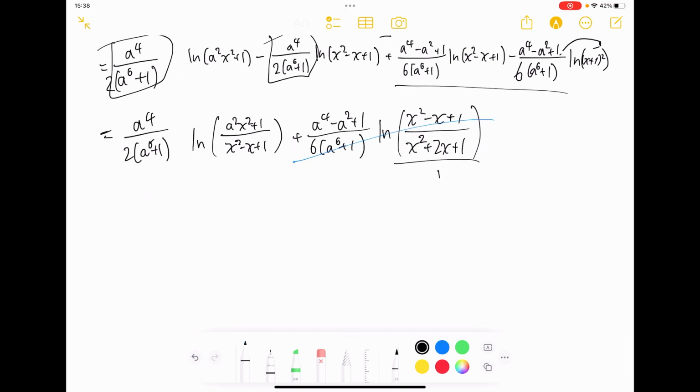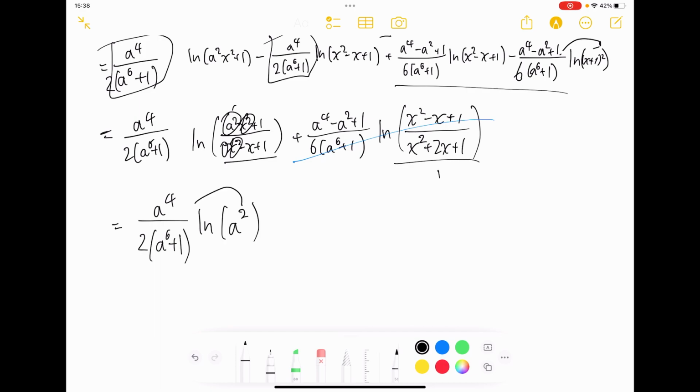A natural log of 1 is 0, so that just goes away. And similar thing here, but we actually have something. So the degrees are still the same, but I forgot to mention that the coefficients are 1 at the front, so that's why it converges to 1. But in this case, it's not 1. We have an a squared at the top and a 1 at the bottom. That means it converges to a squared because it's the same degree. So it converges to a^4 over 2 times (a^6 + 1) times the natural log of a squared.